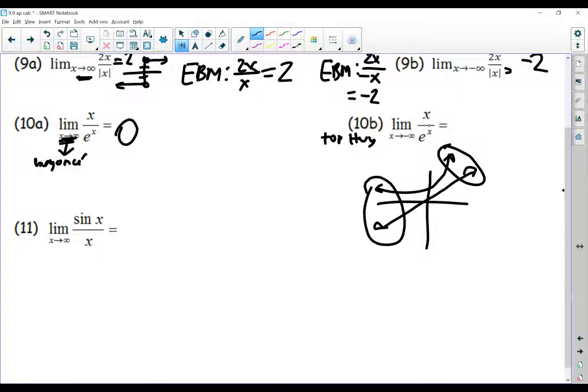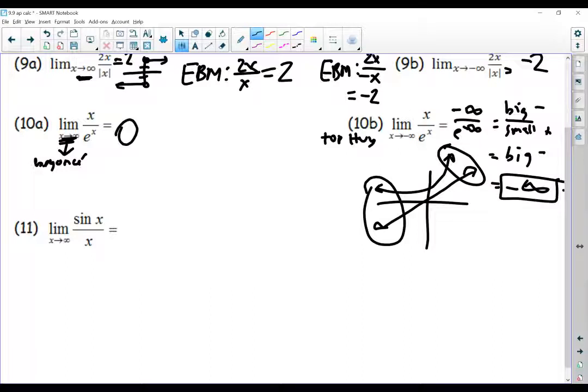So if I look at plugging in negative infinity, this would be negative infinity over e to the negative infinity. So that's a big negative divided by a small positive, which is going to equal a big negative. So the answer here is going to be negative infinity. So again, when it's top heavy, you know the answer is going to be an infinity. It's just a matter of figuring out, is it positive or negative? Okay, last one of these.